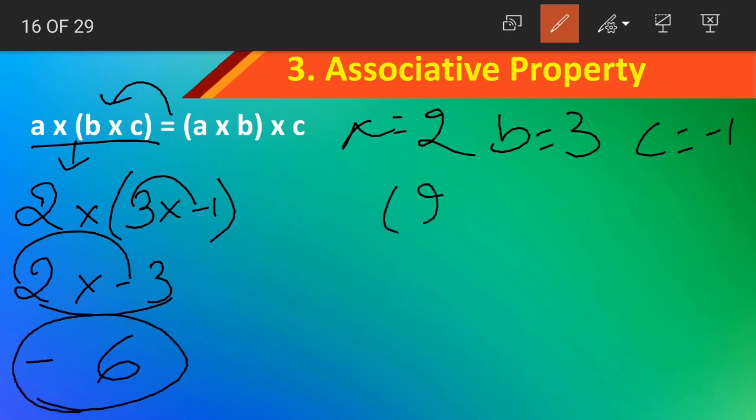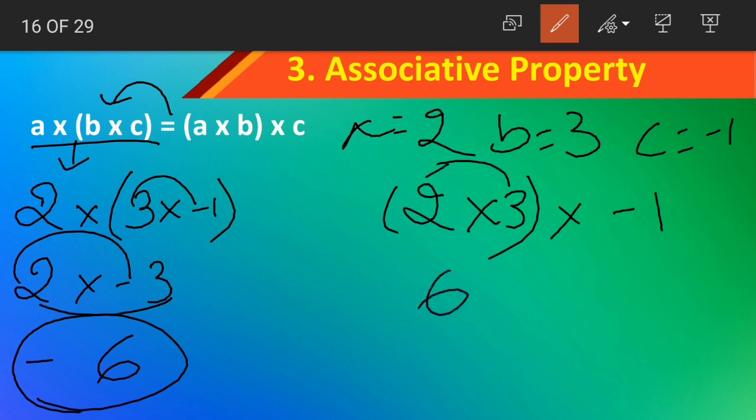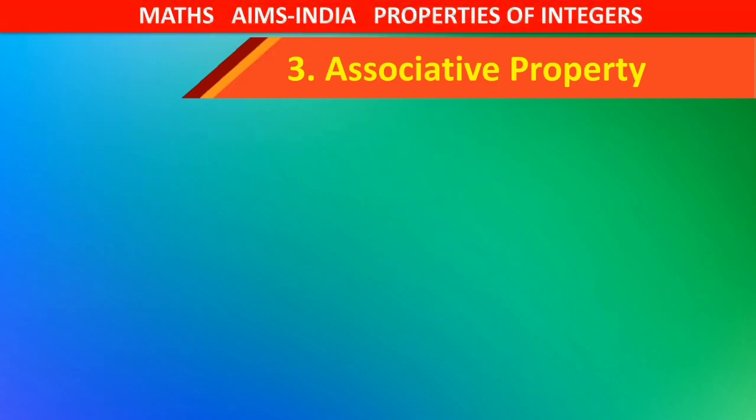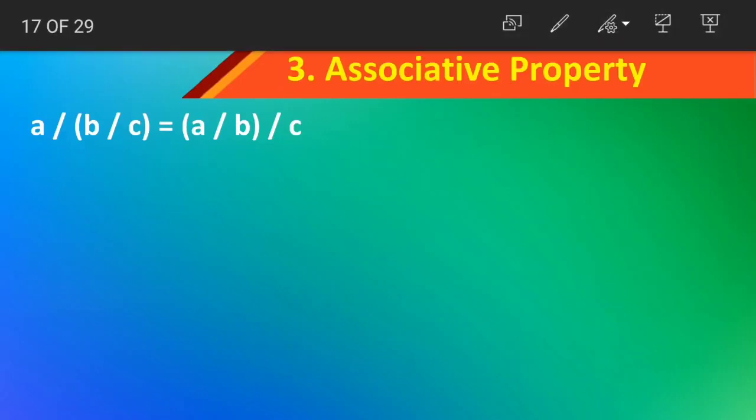Coming to RHS, 2 into 3 brackets close into minus 1. 2 3s are 6 into minus 1. Both the signs are different, so the answer will be negative. 6 ones are 6. RHS is also minus 6. LHS is equal to RHS. Understood? So we can say that multiplication of integers follows associative property. Is this clear? Yes. The last operation is division.